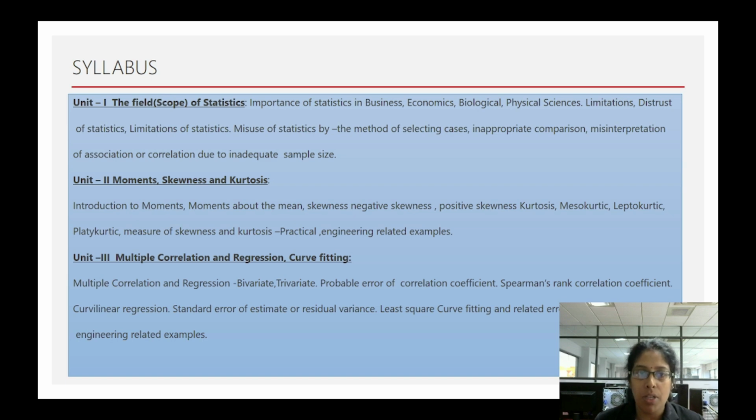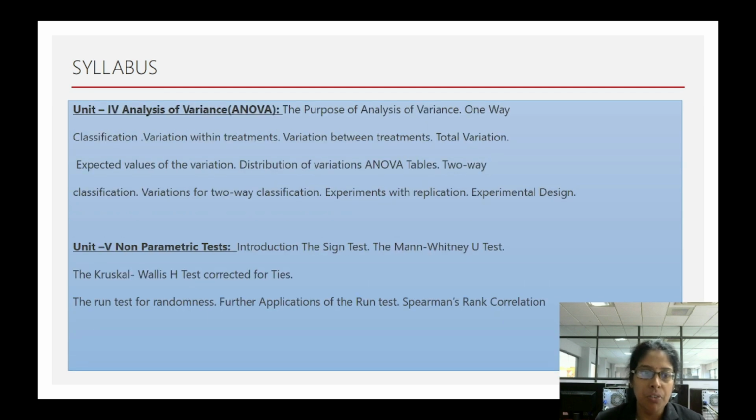To start off with the syllabus, the first unit deals with the scope of statistics, where it is used, how it is used, and also we talk about correlation. In the second unit, we talk about moments, skewness, and kurtosis, which are significant and important topics under statistics, and multiple correlation, regression, and curve fitting. The fourth unit talks about the analysis of variance. What is the purpose of this analysis and why it has to be done is discussed. And in the fifth unit, we shall talk about a few of the non-parametric tests.